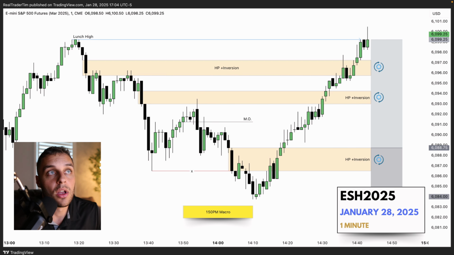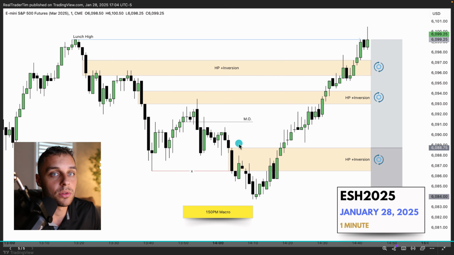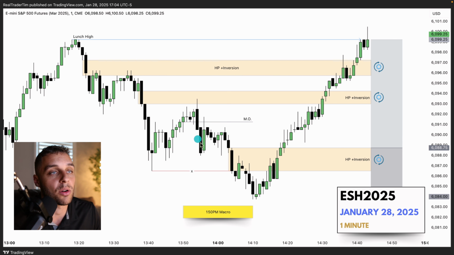I know on this channel, often I sound like a broken record, but it's because you don't need to be a master at everything. It's because we want to make it as simple as possible, right? We want to become a master at these macro windows when we have a clear draw on liquidity and we see these clear reversal signatures.